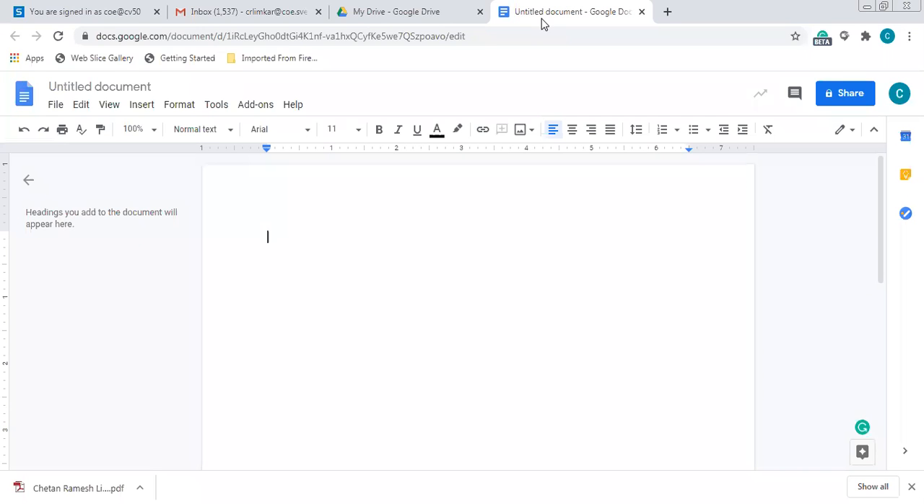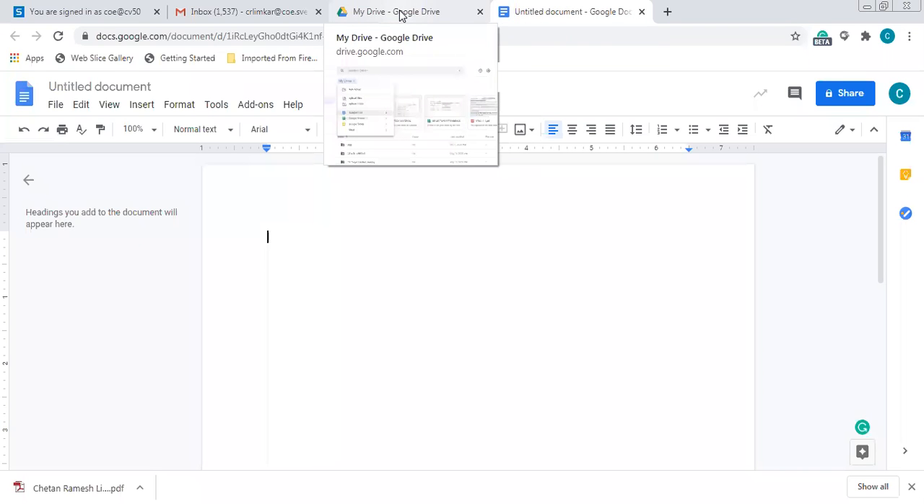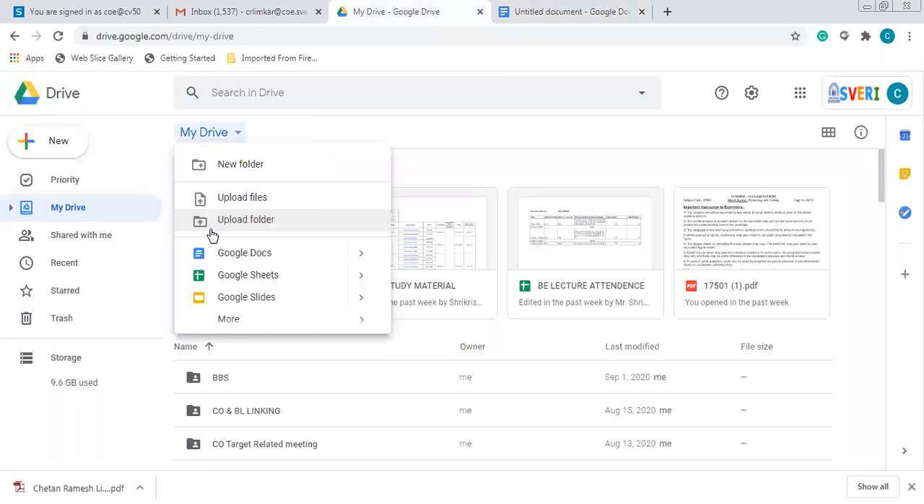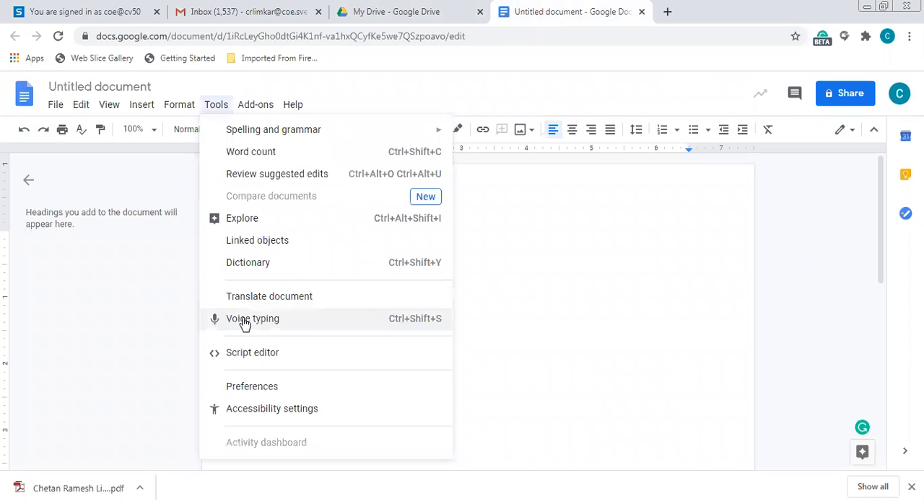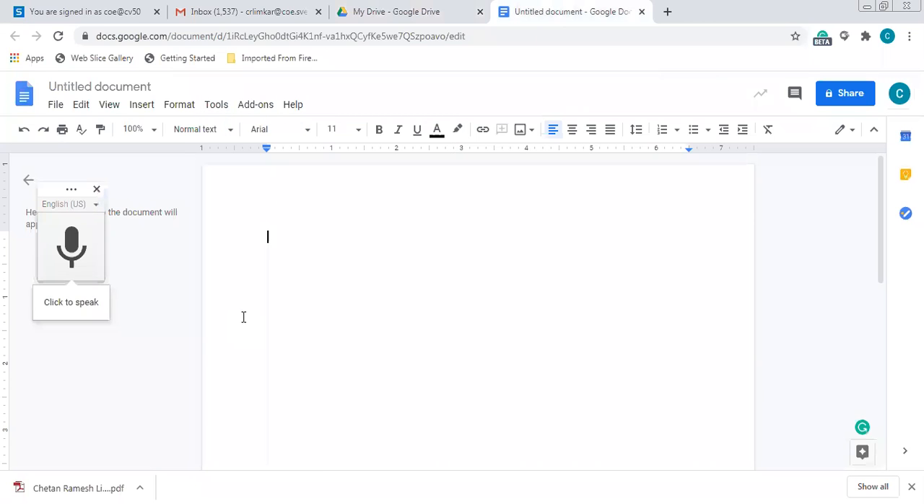Go to Google Drive, select Google Docs, and click on it. This screen will appear, an untitled document. Here in the tools there is one option, voice typing. Again, you are going to learn this new thing. So I will type your problem. Okay, next problem. Click here, click to speak.